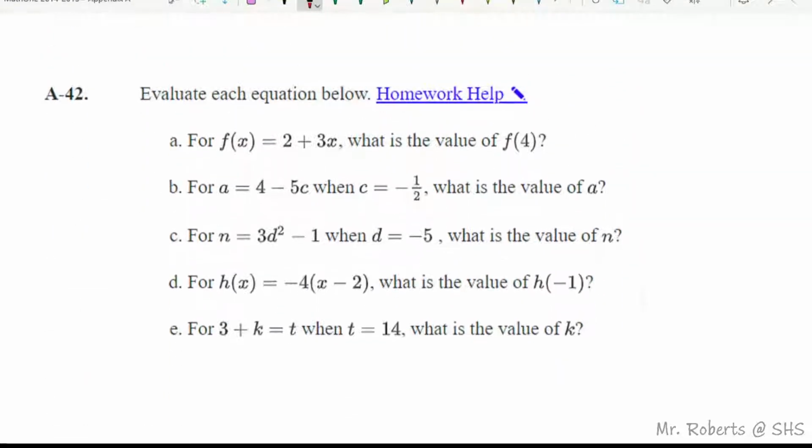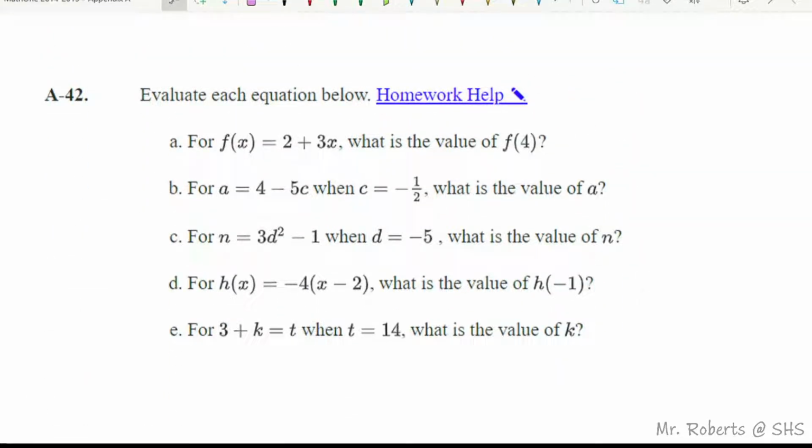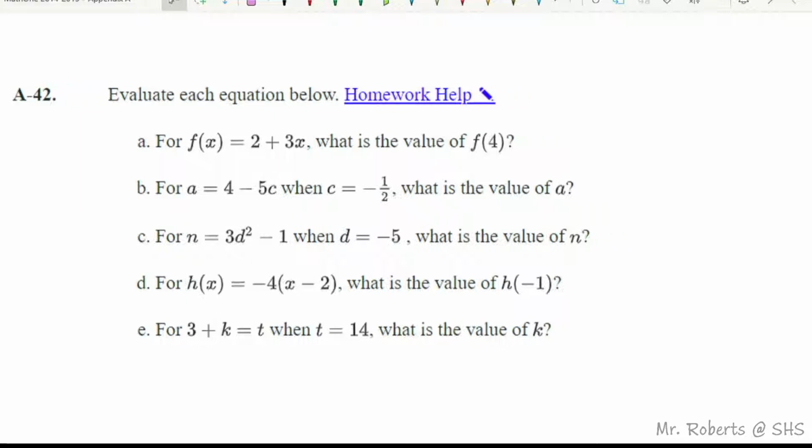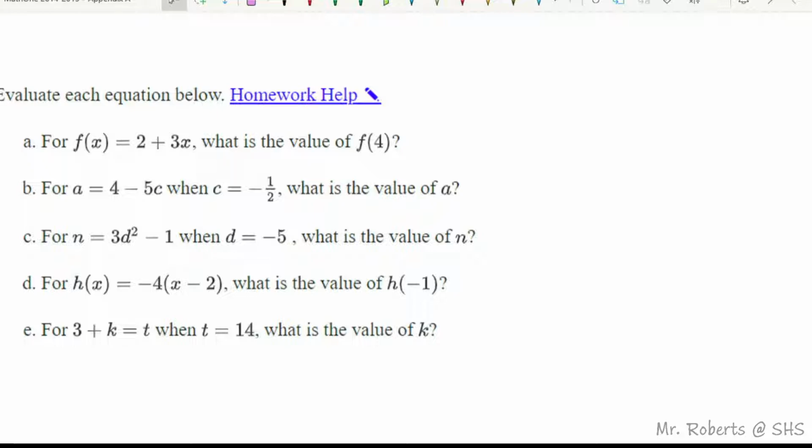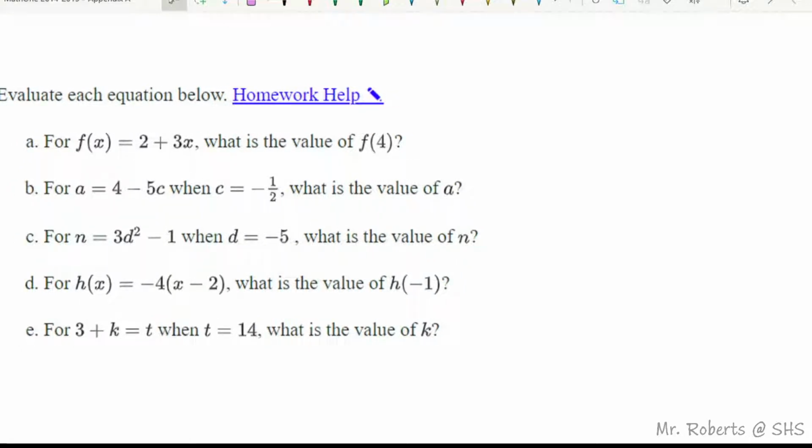Oh my gosh, that's a lot. Oh, 42 says, evaluate each equation below. So what's happening here is they're giving me an input value, and they're asking me to figure out what's going on based on the input. So for A, it says, hey, tell me what f of x is if you give that function the number 4. So here's how I would write this.